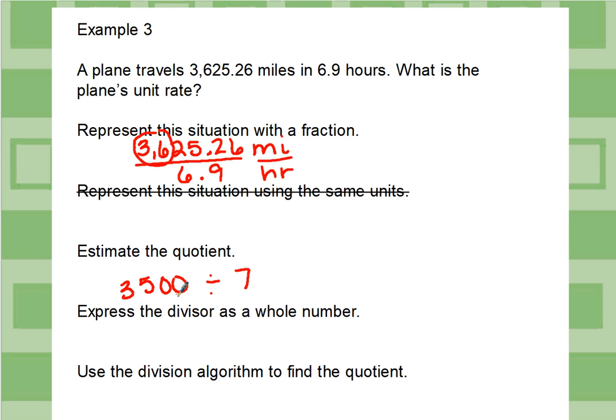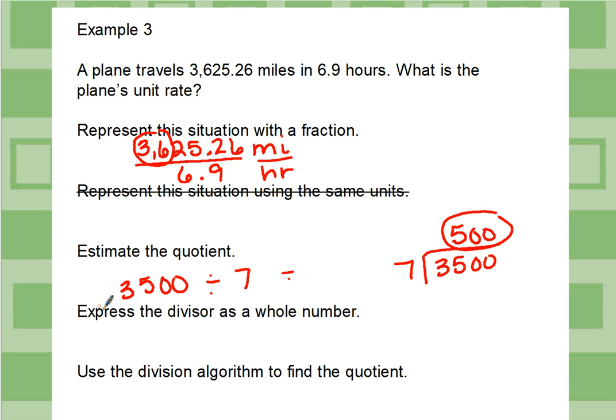So let's go ahead and estimate this. We're going to do 3,500 divided by 7. Can we cross out anything? No. 7 goes into 35 5 times exactly. So we just add the zeros on. So hopefully our estimate is approximately 500. Let's go ahead and check.